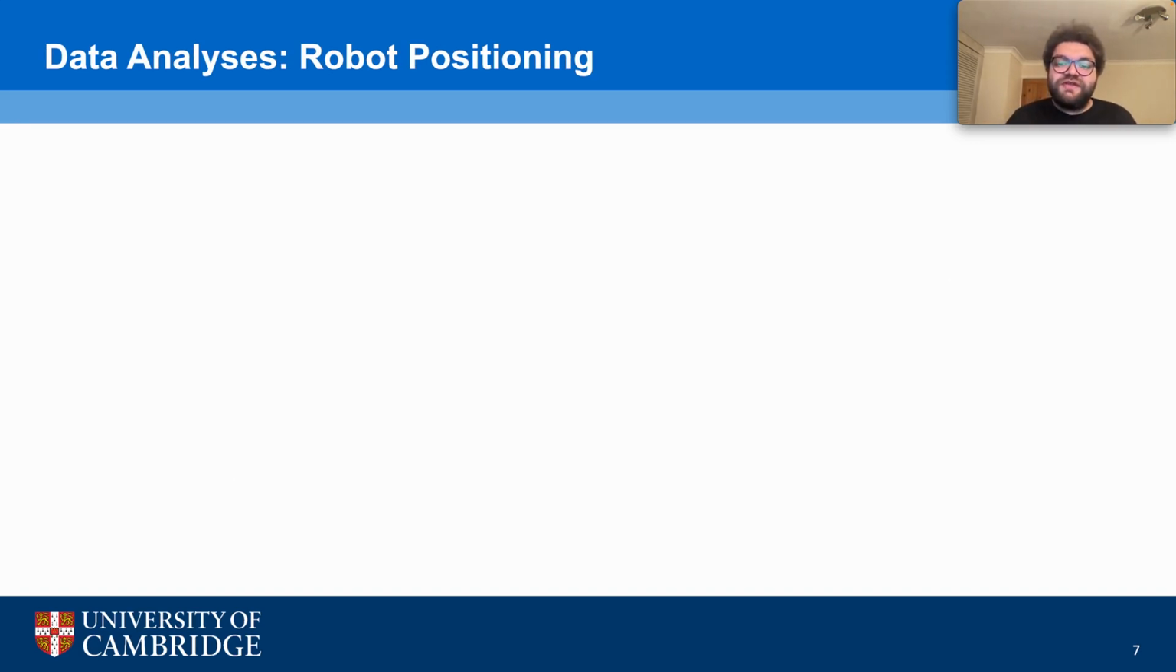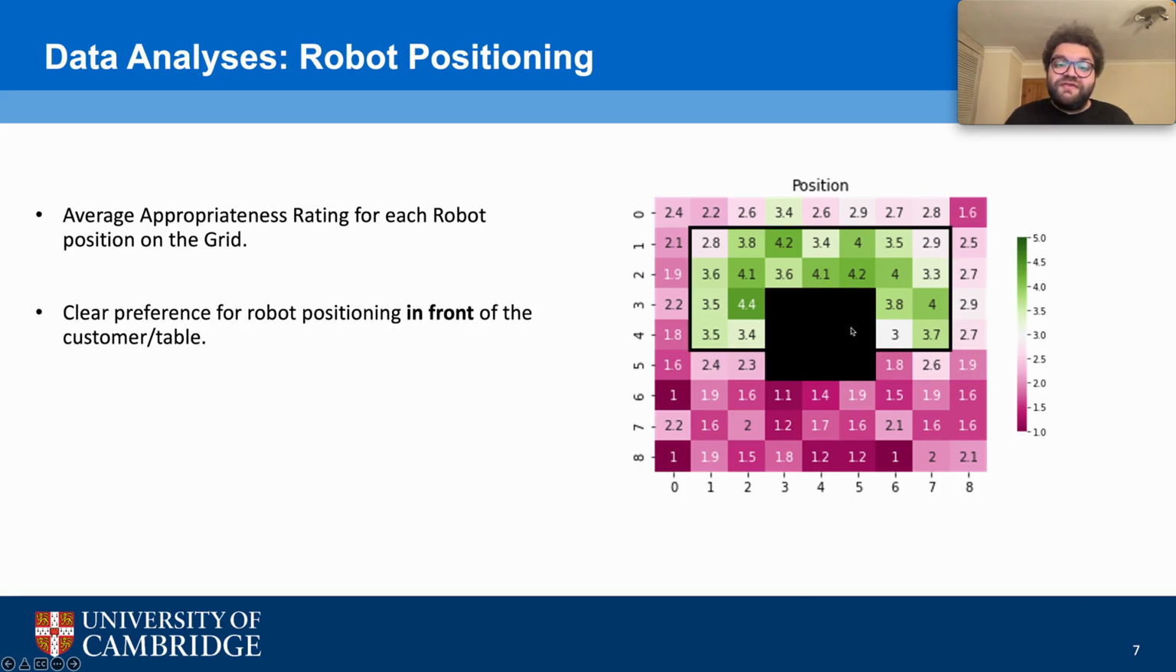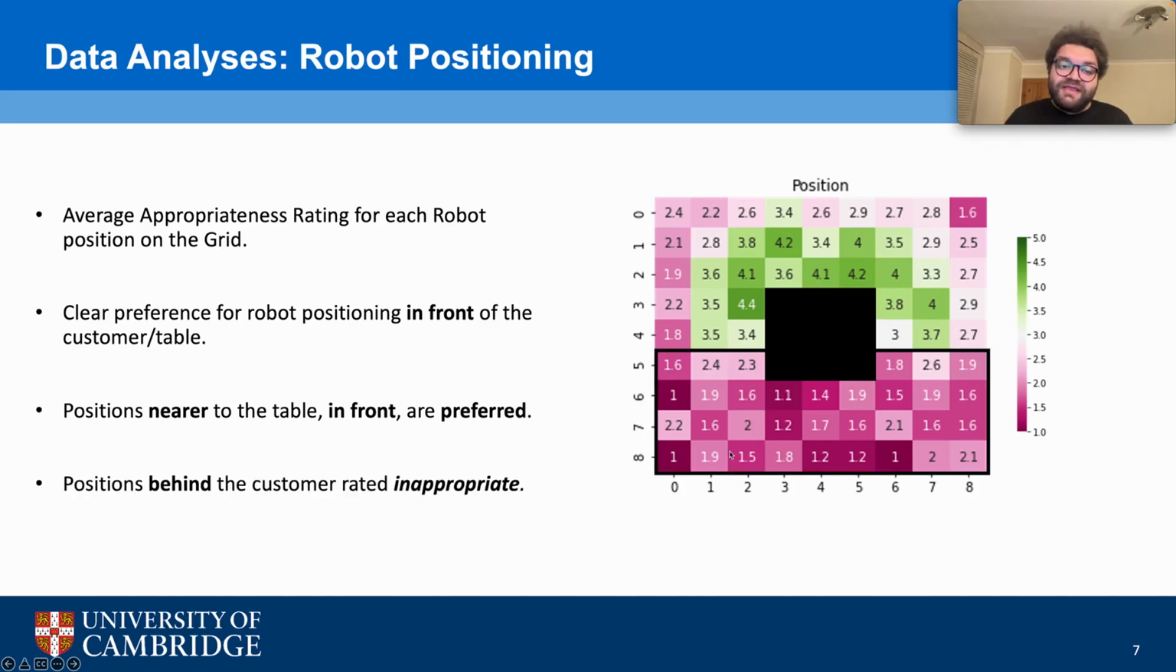Let's look at positioning first. This grid shows the average appropriateness ratings on a scale of 1 to 5. We see that there's a clear preference for positions in front of the table. Furthermore, participants rate the robot positioning itself closer to the table as more appropriate, while positions behind the table are considered to be less appropriate.